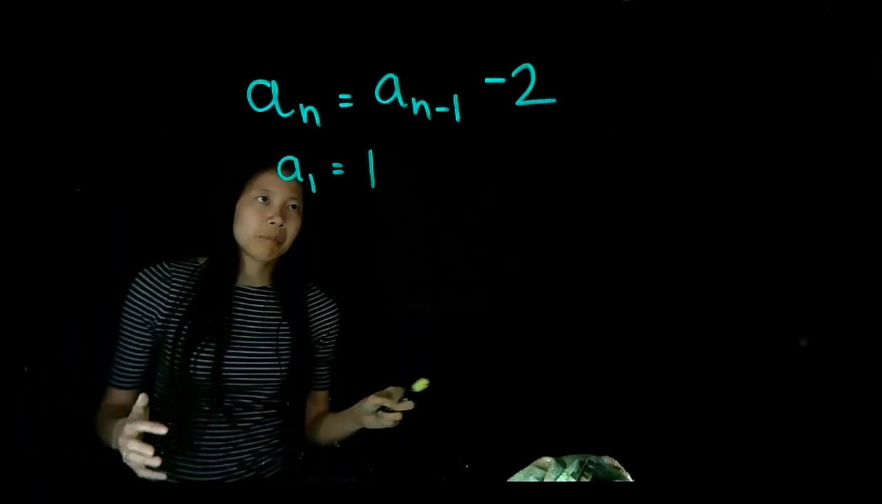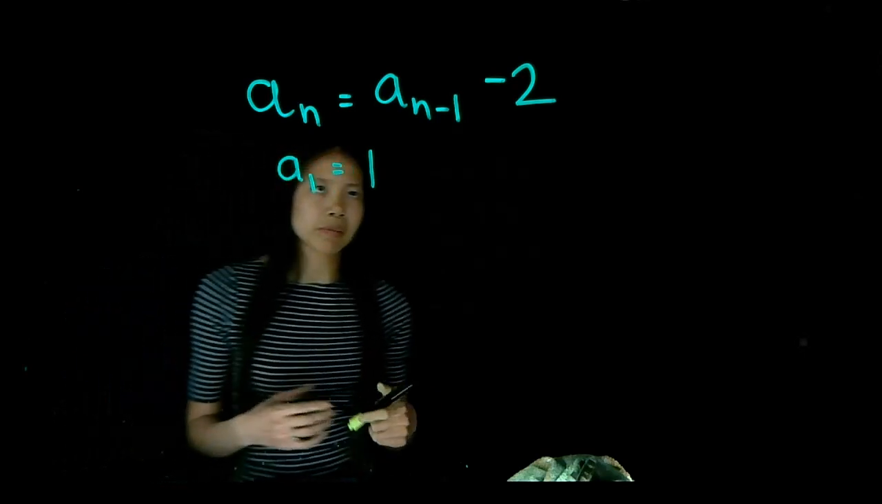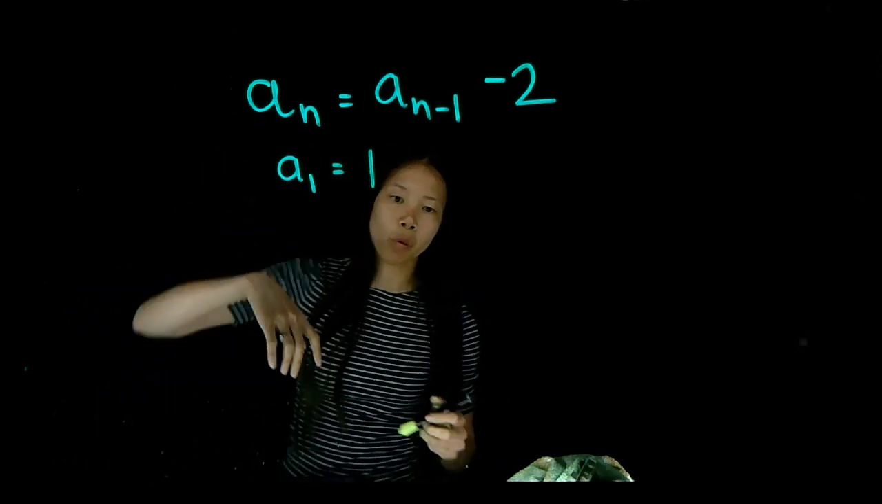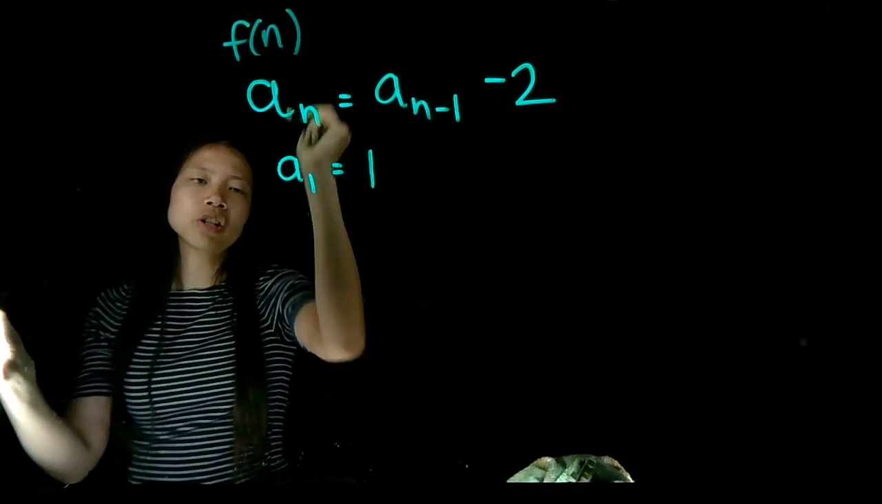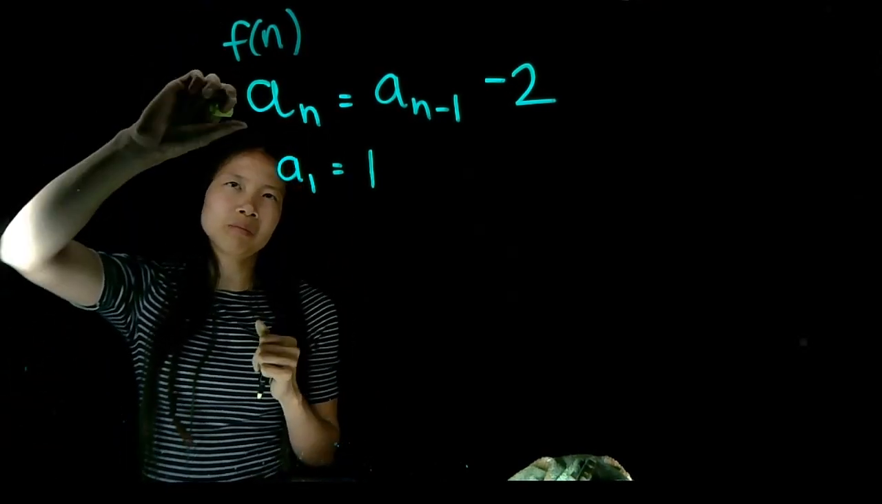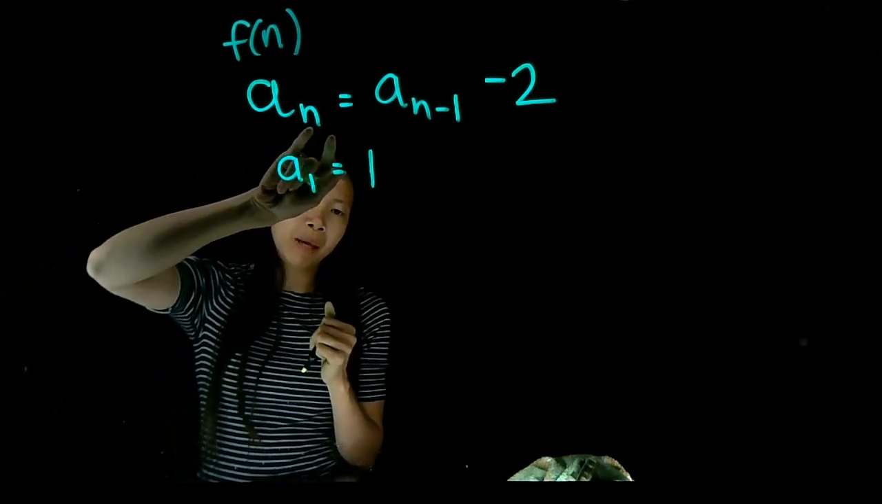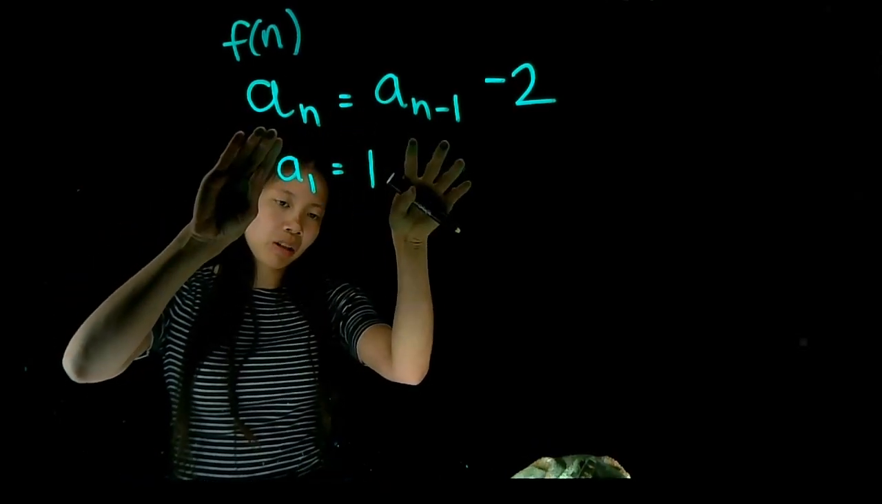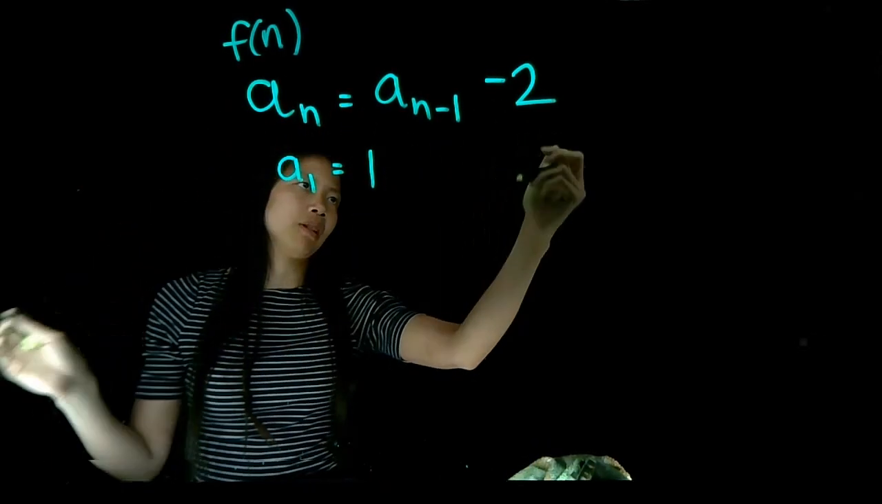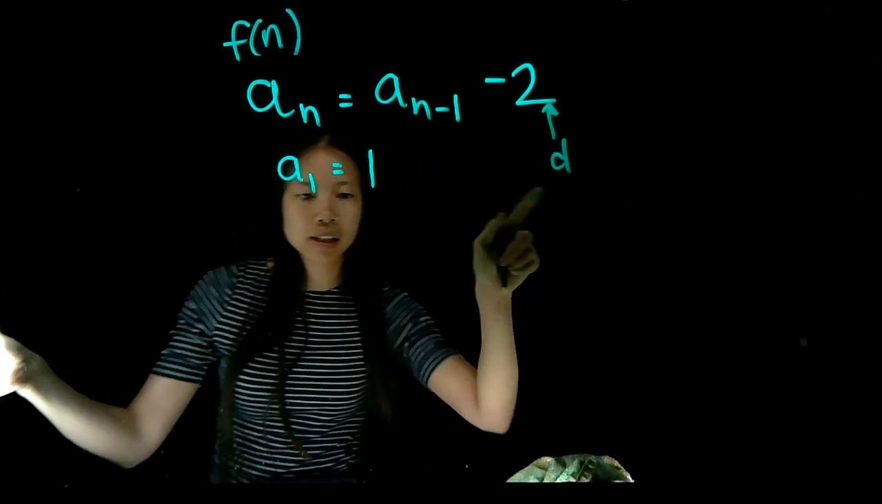All right, let's talk about writing the first few terms of a sequence given the recursive form. Sometimes you'll see it in terms of f of n, like in function notation, and sometimes you'll see it written in sequence notation, where it's a sub n minus 1. It's the same idea where this is the current term equals the previous term. In this case, I am subtracting 2. This is my common difference every time because I am subtracting 2.